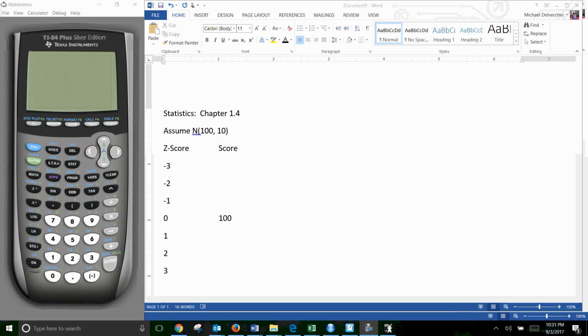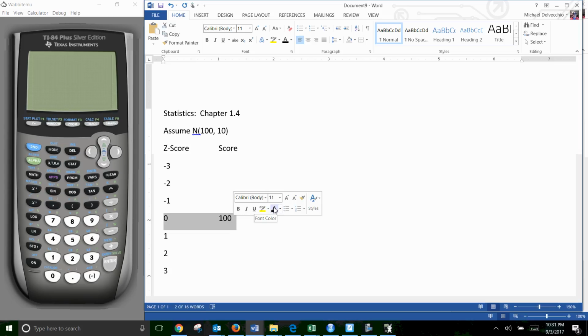Okay, so in this first problem, we're going to assume our data is normally distributed with mean 100 and a standard deviation of 10. So we want to go ahead and convert these z-scores to scores. So let's remember that by definition, the mean has a z-score of 0, so that's going to correspond with 100. Now each standard deviation is 10, so as I go up, one standard deviation away, it's just going to be 110. And then if I go up again, it's going to be 120.